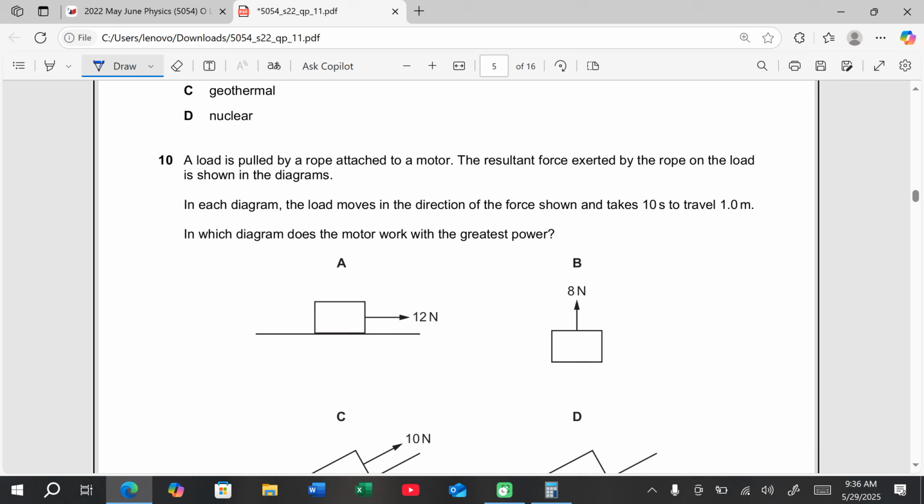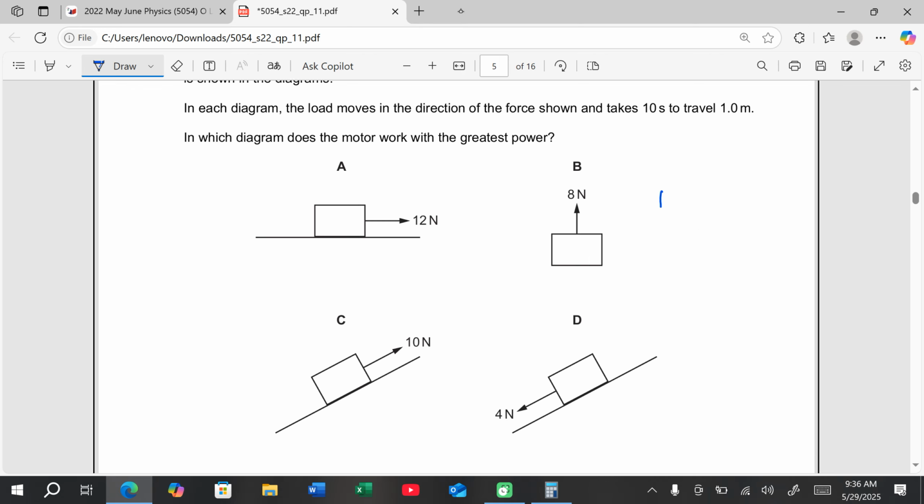A load is pulled by a rope attached to a motor. The resultant force exerted by the rope and the load is shown. In each diagram, the load moves in the direction of the force shown and takes 10 seconds to travel 1 meter. In which diagram does the motor work at the greatest power?